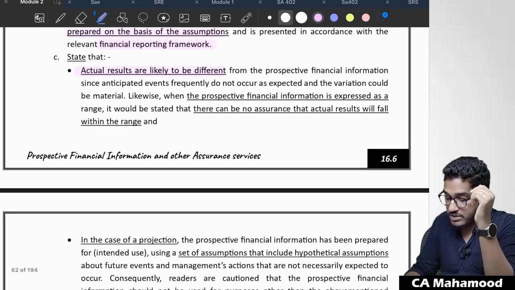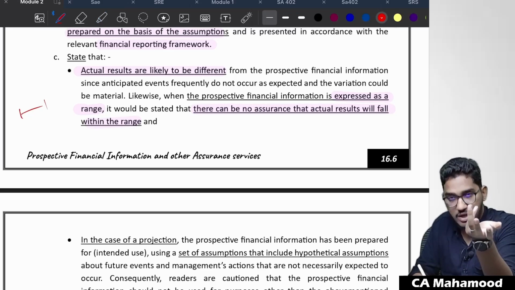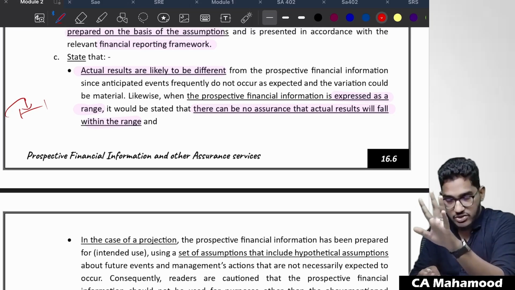Likewise, when the prospective financial information is expressed as a range, it would be stated that there can be no assurance that actual results will fall in the range. In case you are giving the prospective financial information as a range, you should also add a line that there is no guarantee that actual results will fall within that range.